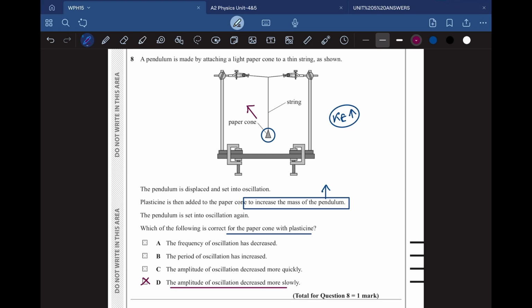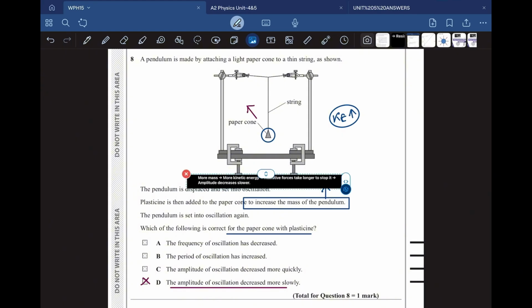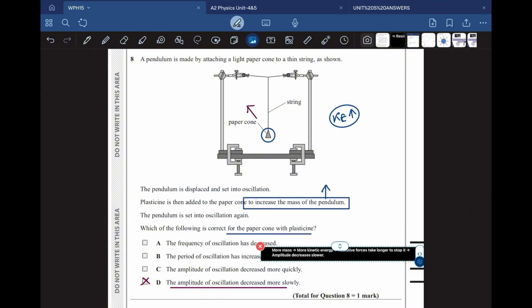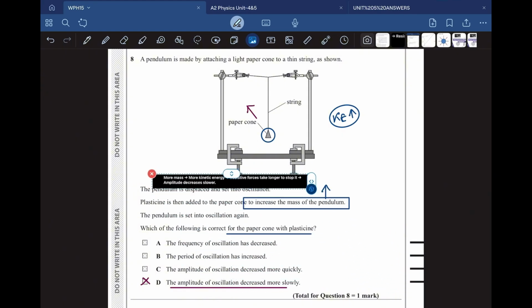Now here is the explanation that I have written for you in a summary so that you can remember this one. Here we can keep it right here: as there is more mass there will be more kinetic energy, and the resistive force will take longer to stop it, so the amplitude decreases slower.